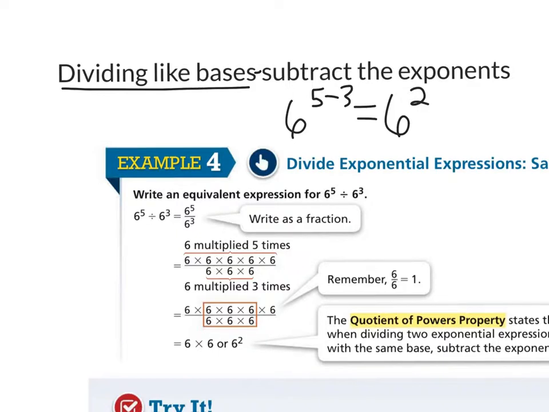Okay, again, it's fine what the book did. If you want to think of the process, if you even want to do it that way, you can. It's just that, for example, if they give me 6 to the 29th power divided by 6 to the 17th power, you may not want to write all those numbers out and cancel all this stuff out.